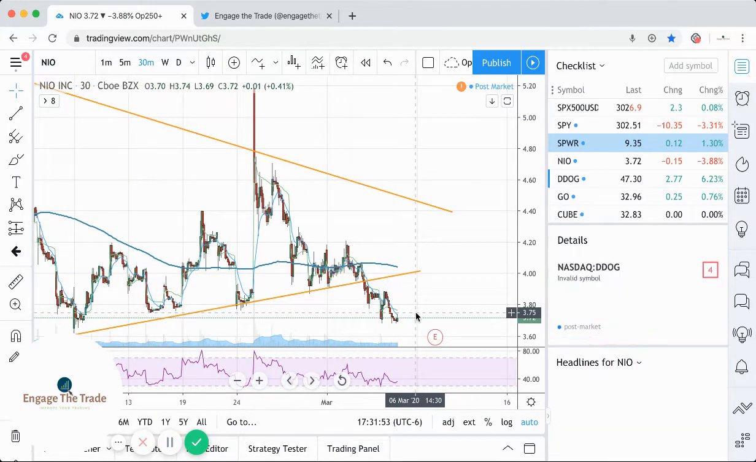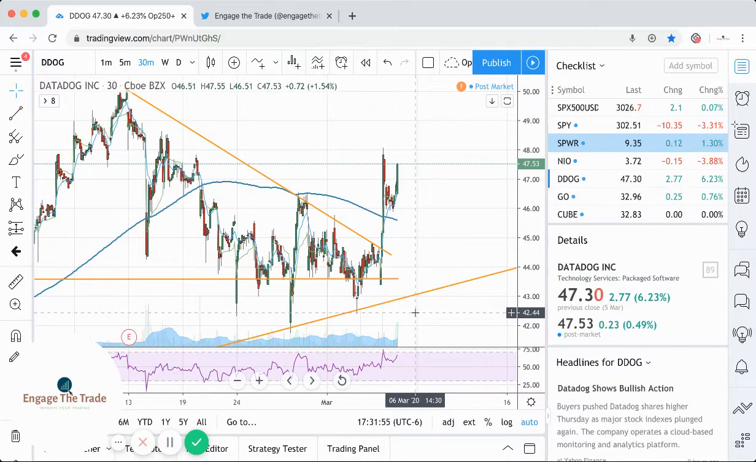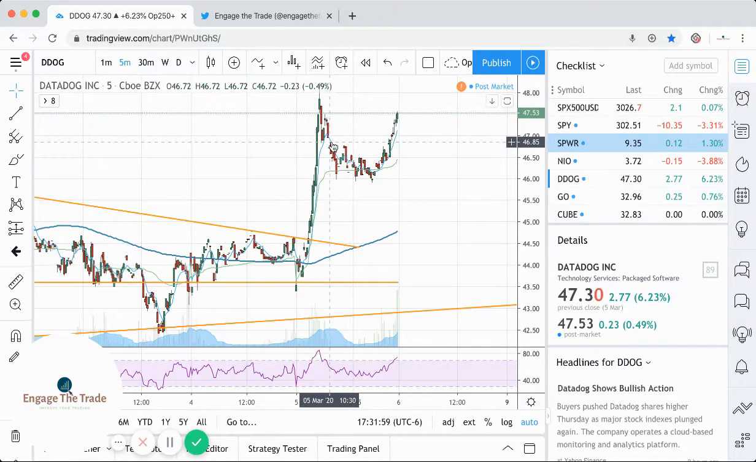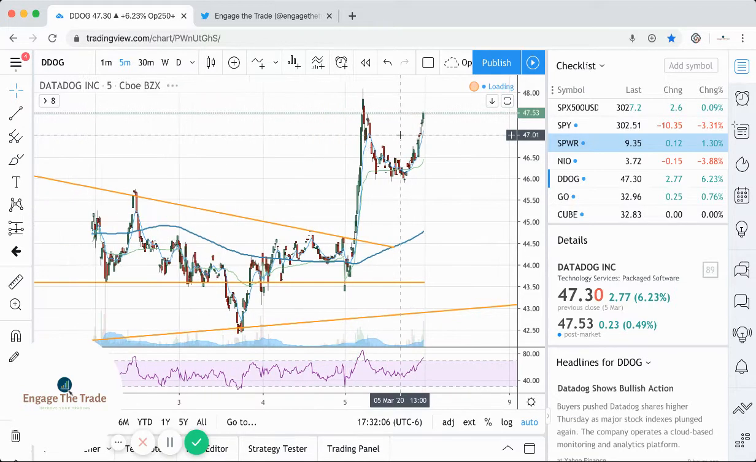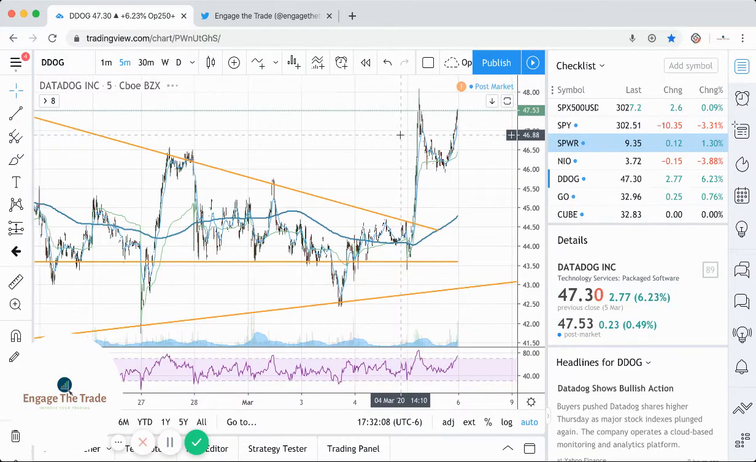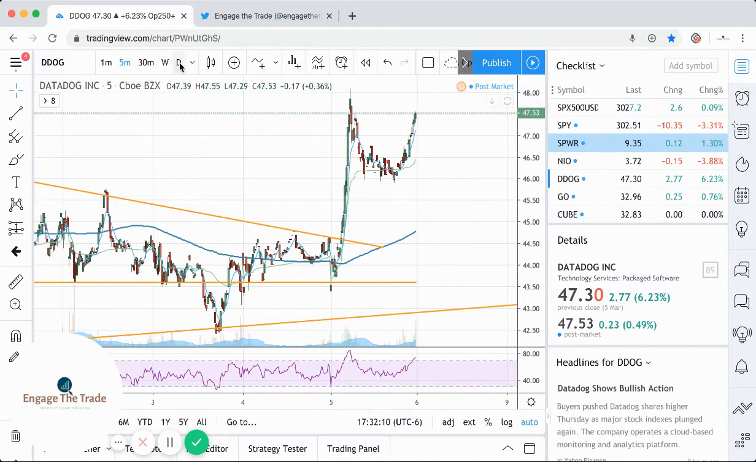It'd be interesting what that does. Continuation on D-Dog here. Look at that curl right above, bounce right at VWAP on the 5-minute. What a curl. What a breakout. That was a beast.